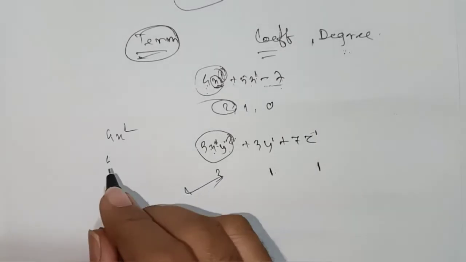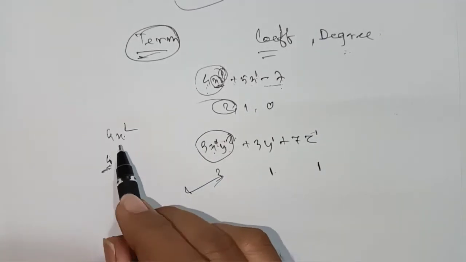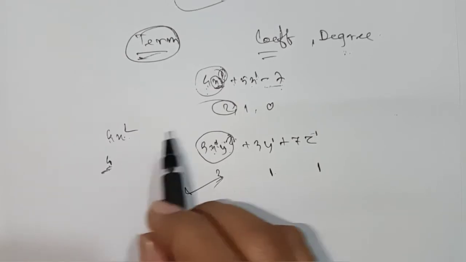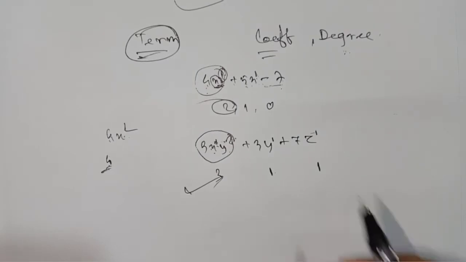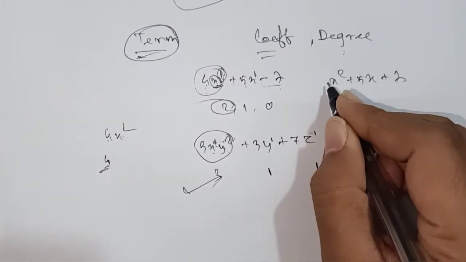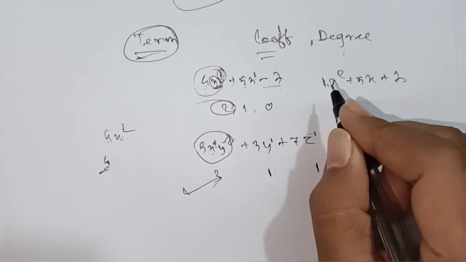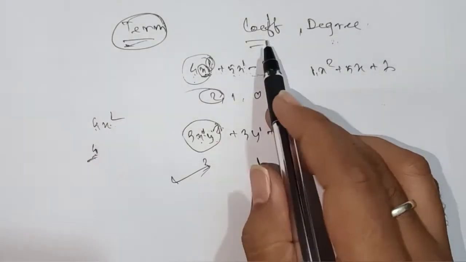So here we call the 4 a coefficient, the numerical coefficient of x square. Similarly here, 5 is the numerical coefficient of x. And if I write here x square plus 5x plus 7, then nothing means 1 would be there. The numerical coefficient of x square is here 1. So I hope it is clear.